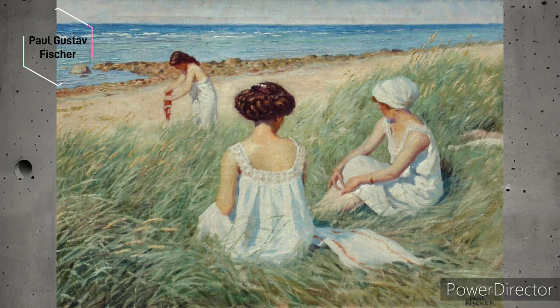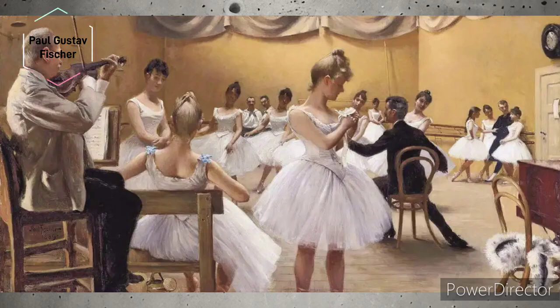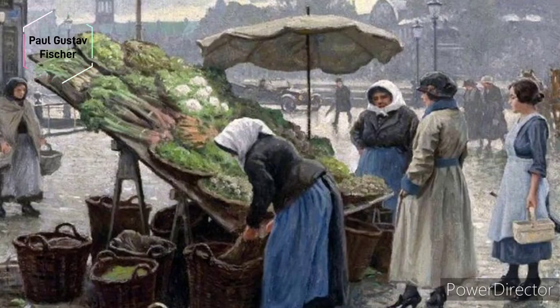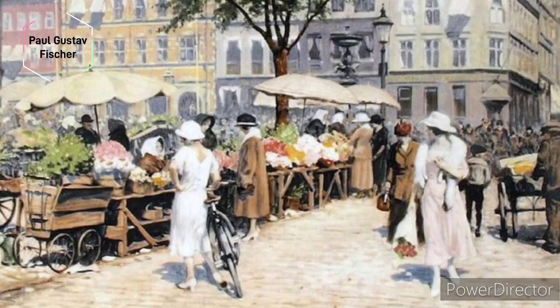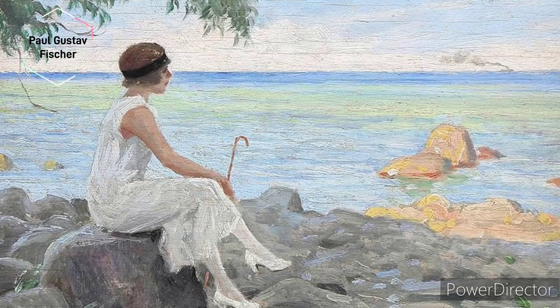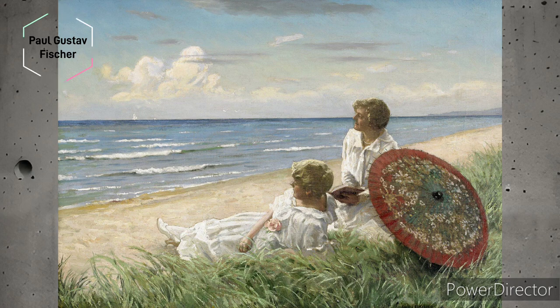What set Fischer apart from many of his contemporaries was his attention to the urban landscape, while many Danish artists focused on rural or coastal scenes. Fischer captured the vibrancy of Copenhagen streets. His cityscapes were not just static representations of buildings and streets but were filled with life: pedestrians, carriages, and street vendors. His paintings also explored social interaction, often showing figures engaged in conversation or simply moving through the city.